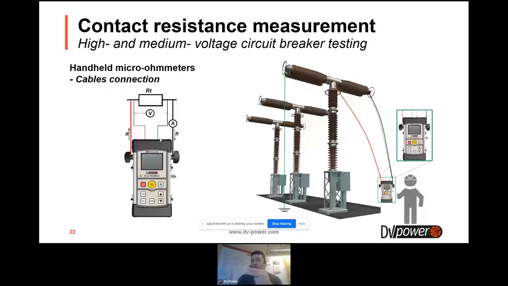For this reason, you need cables which are like 1.3 or 3 meters long. You don't need longer cables because the breaking chamber is not so big. So even these cables will be totally sufficient for making measurements for breakers even on 400 or 765 kV, which we have in India, for example.